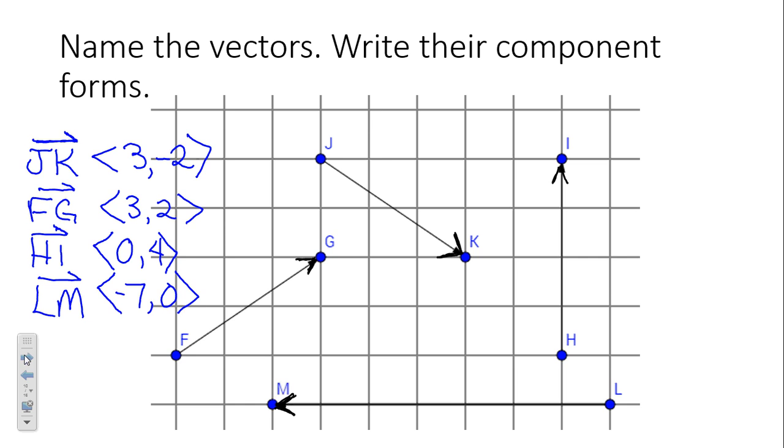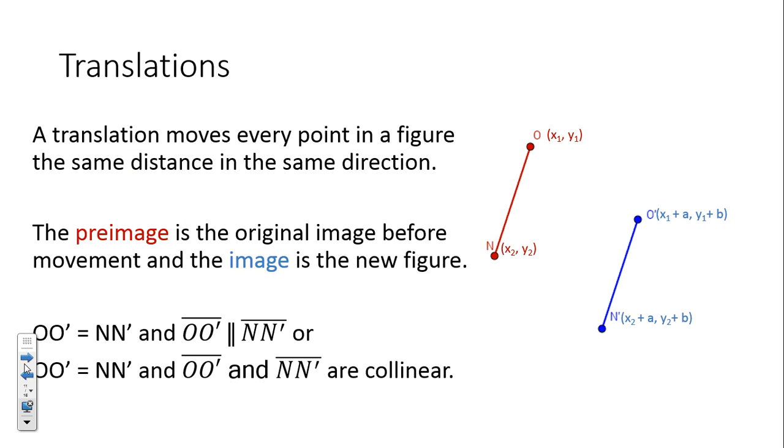Translation moves every point in the figure the same distance and the same direction. Okay, so you start with your beginning point, F to G, and then you ask yourself how many units right, how many units up. Positive 2, yep. Okay.